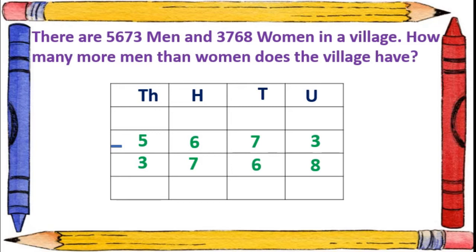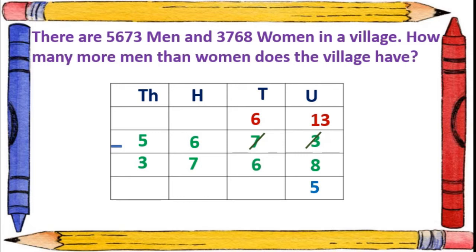In the unit place, 8 cannot be subtracted from 3, correct? So we will untie this 7 tens. Okay, and we will get 10 units, correct? 10 units plus 3 units is equal to 13 units, and in the tens place 6 tens remained. Now we can subtract 8 from 13, isn't it? So the answer is 5.